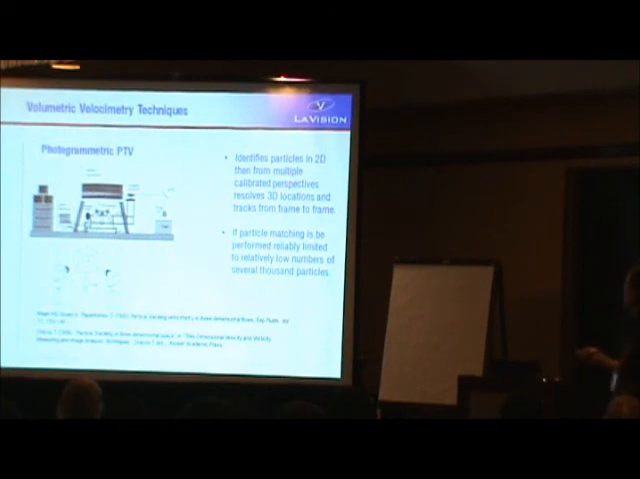The key thing here is if you're doing particle tracking, if the particle matching is going to be performed reliably, you're limited to a relatively low number, several thousand particles. You have to be able to identify the connections between or match the particles without getting confused with neighboring particles. And so the seeding density has to be lower.